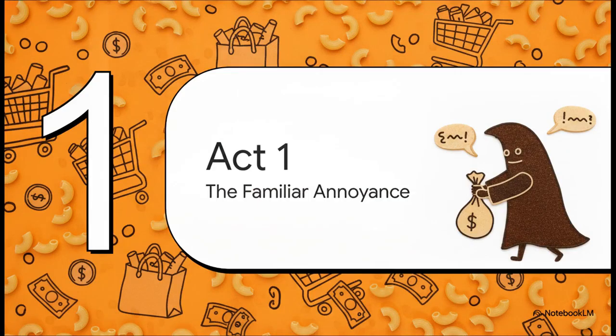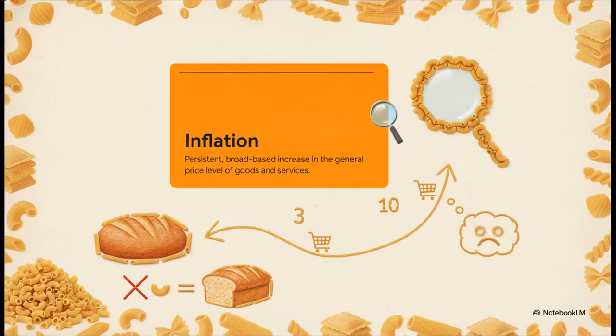Act 1. The familiar annoyance. Let's start with the economic force you're probably most familiar with, inflation. It is the persistent, broad-based increase in the general price level of goods and services over time. The crucial takeaway here is that inflation reduces the purchasing power of your money. Basically, it takes more of your money noodles to buy the exact same loaf of bread. Your pile of noodles hasn't necessarily shrunk, but each individual noodle just doesn't buy as much as it did yesterday.